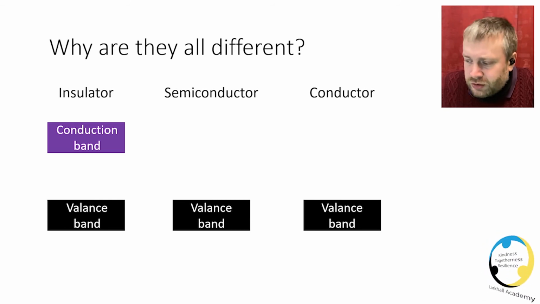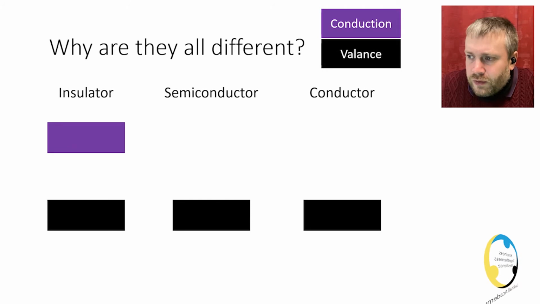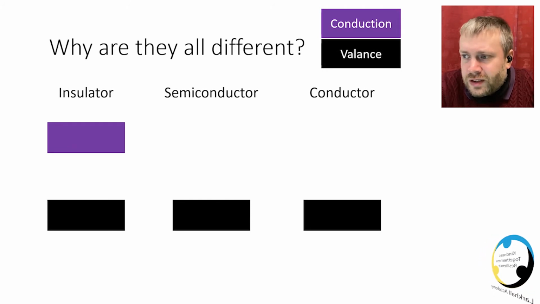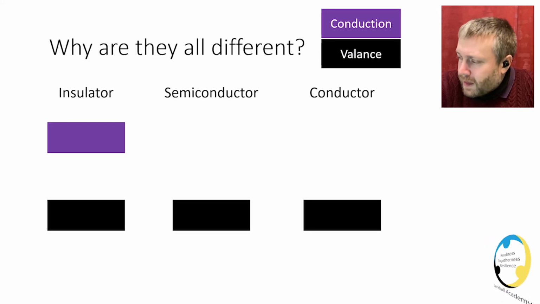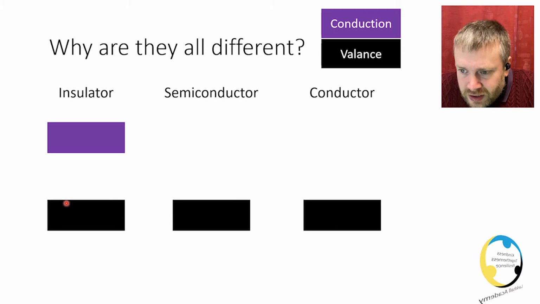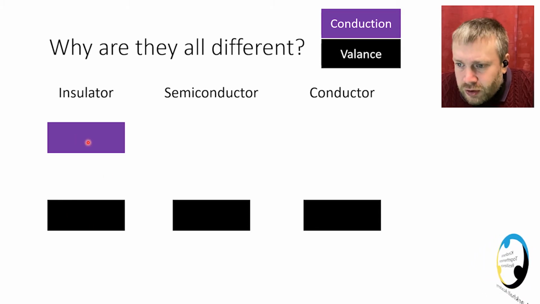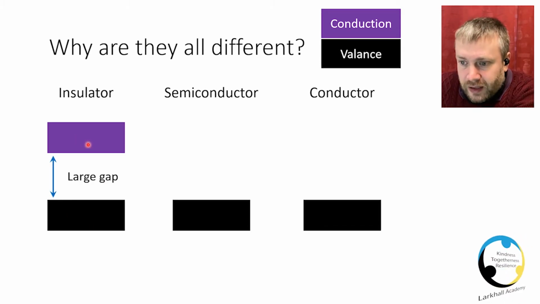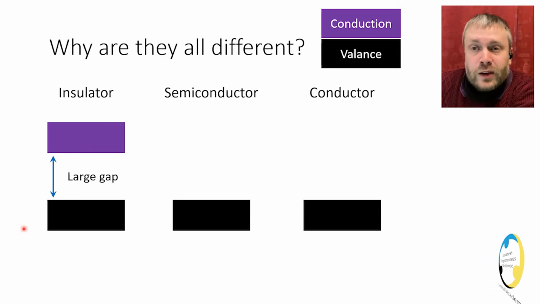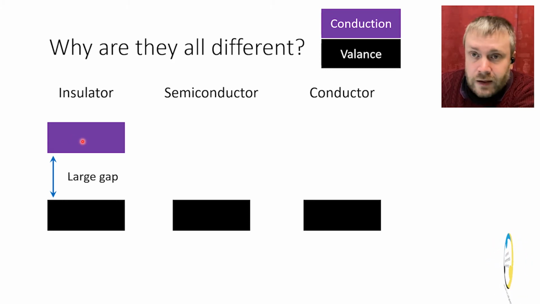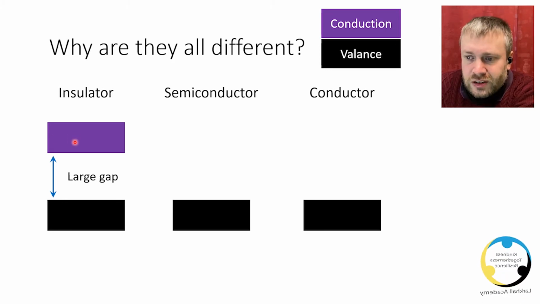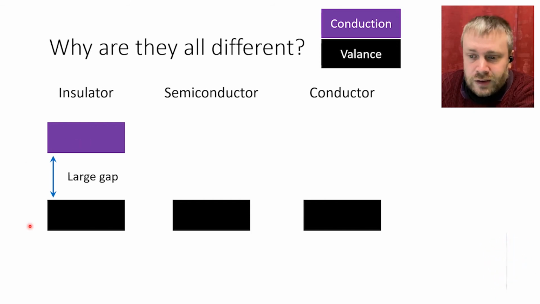Okay, now just for clarity's sake, I'm going to get rid of all these words here, just so that we can see this all nice and clearly. However, up in the top corner there, I've put a little key just in case you forget which one is which. So the black is the valence band, and the purple is the conduction band. So when we look at our insulator, we have our valence band here, and our conduction band here. So we have a large gap between the two, and that's what makes it an insulator. Because there's a large gap, it's very hard for the electrons to jump from the valence band up into the conduction band, and if they're not in the conduction band, it can't conduct electricity. The electrons need to be in the conduction band in order for it to conduct electricity.